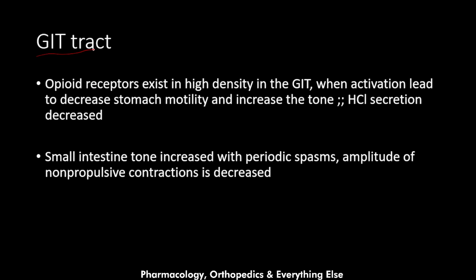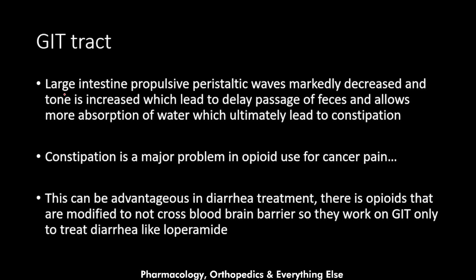Regarding the GIT tract, the opioid receptors exist in high densities in the GIT, and their activation leads to decreased stomach motility and increased tone, and hydrochloric acid secretion is decreased. Small intestine tone increased with periodic spasms. The amplitude of the non-propulsive contraction is decreased. So in the stomach and in the small intestine, the tone increased in both of them, and the passage of the food is decreased. The same happened to the large intestine.